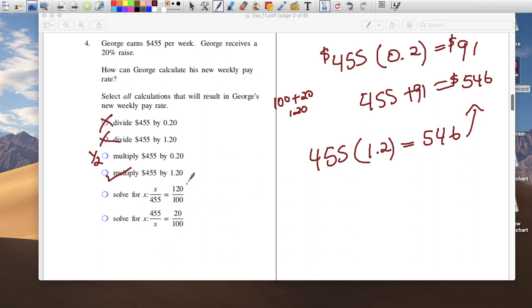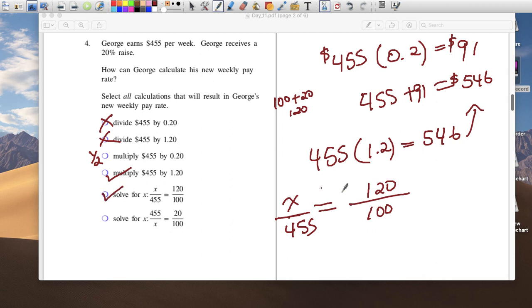One of these proportions also work. So if you set up a proportion, here's what we have. 100%, right? 100. The percentage is going to be 100 plus 20%, which is 120%. 100% of his salary is what? It's 455. Right? That's 100% of his salary. So we're looking to see what 120% is, right? And that represents this new number that I don't know. So this actually would work.